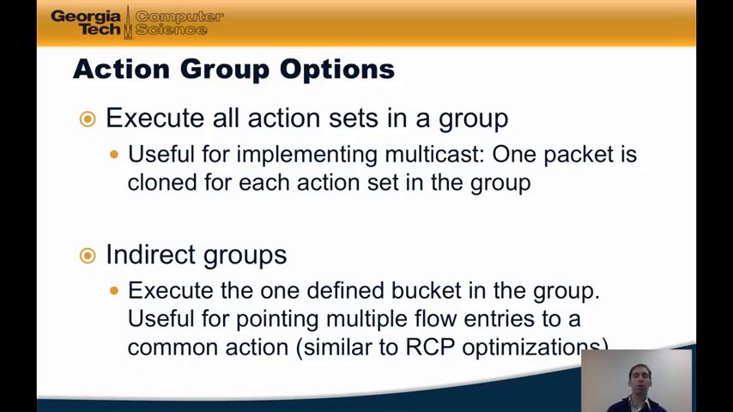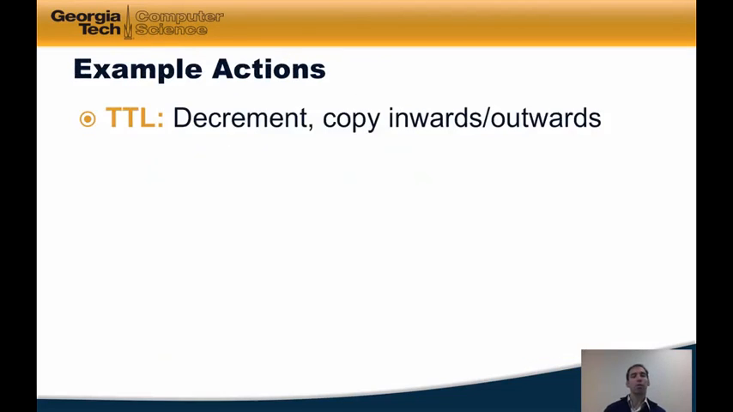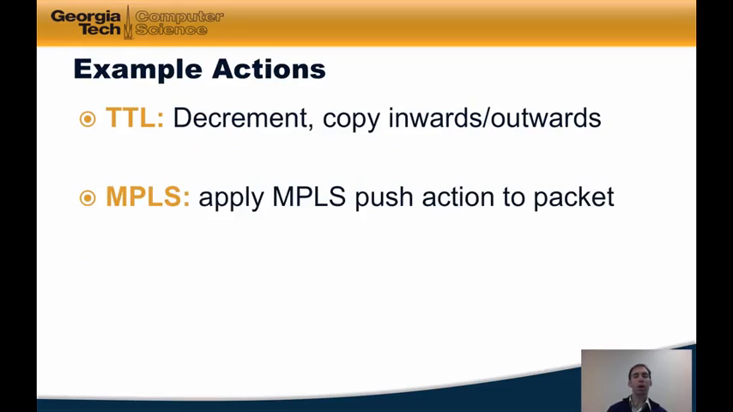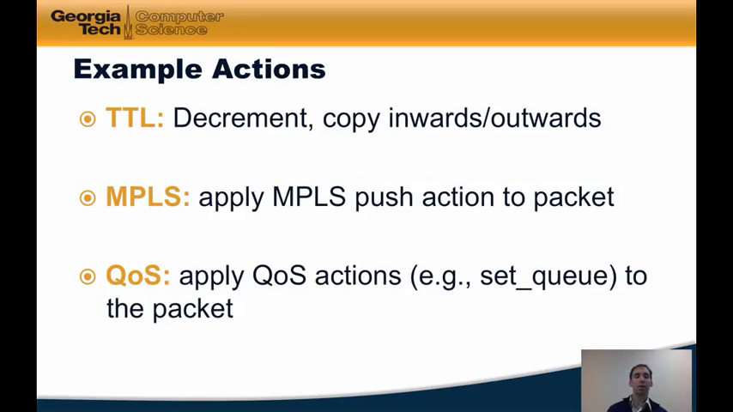For example, if a switch had multiple flow table entries, all of which were to be forwarded to the same next hop IP address, indirect groups would allow the switch to point all of those flow table entries to the same indirect group. Various example actions include decrementing the TTL, copying the TTL to various parts of a header, applying MPLS tags to a packet, and applying quality of service actions.